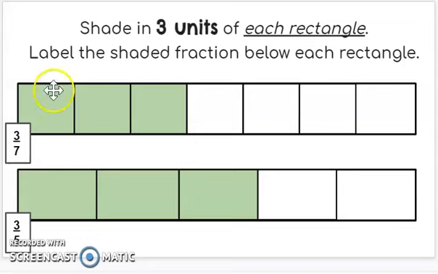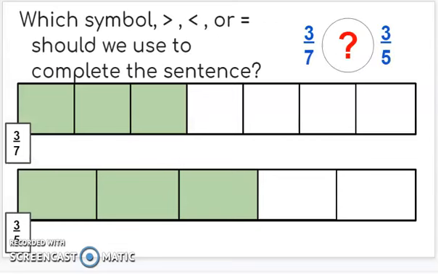This is what I came up with. 3 sevenths on the top. I have 3 copies of sevenths shaded. And 3 fifths on the bottom, 3 copies of fifths shaded. Now, just like we did last time, which symbol, greater than, less than, or equal, should we use to complete the sentence? 3 sevenths, which is on top, is blank than 3 fifths. Which one would make sense?